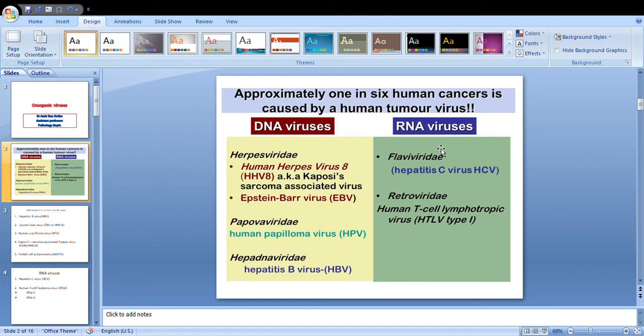While on this side, the RNA viruses are two in number, the hepatitis C virus and the human T cell lymphotropic virus. So, four viruses among the DNA viruses and two viruses among the RNA viruses are able to cause tumors in human beings. So let us move forward.